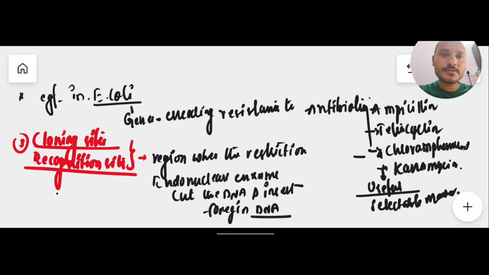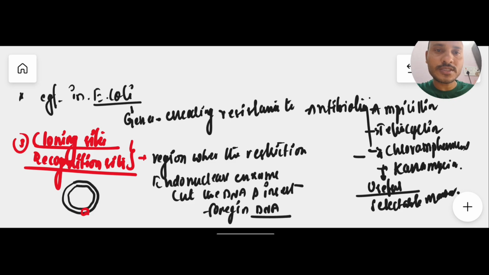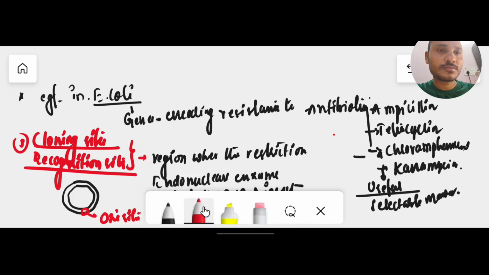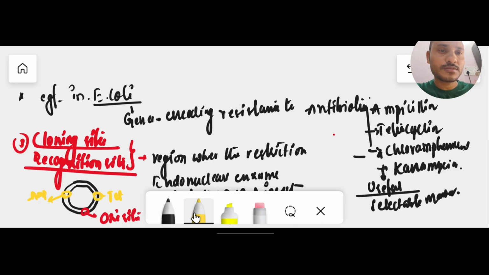For example, here we have a plasmid like this: a circular, double-stranded, extrachromosomal, self-replicating DNA is called a plasmid. So this is the structure of a plasmid, and in this structure we have three essential components. Here we have one site, called the ORI site, the origin of replication site. Here we have another site with antibiotic resistance genes, which are called selectable markers. For example, ampicillin and tetracycline selectable markers. And also one more important structure we have.